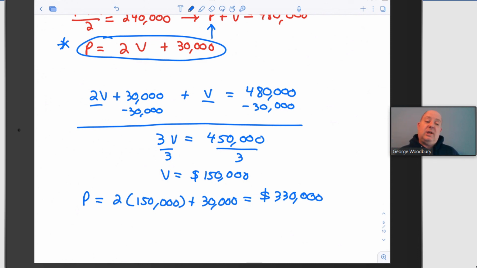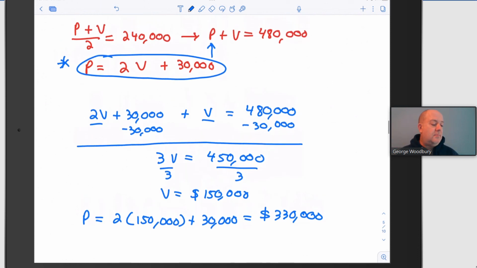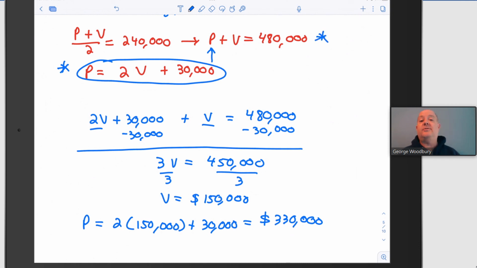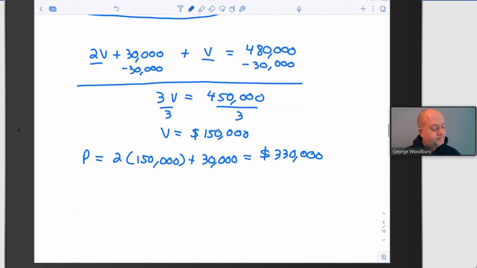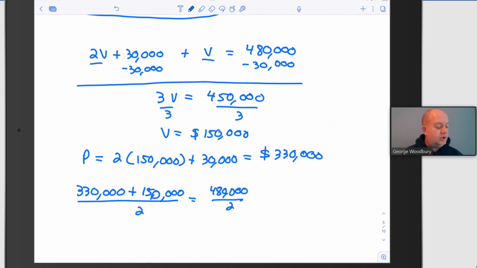So if I want to check this, I can come back to this equation, P plus V equals 480,000. But what if I've made a mistake getting to that point? I can go to the one on the left, which is the one about the average. Is the average of these two salaries $240,000? Well, if I take the president's salary and add the vice president's salary, and I divide by 2 to get their average, that's a total of 480,000 divided by 2, which is $240,000 as asked for.